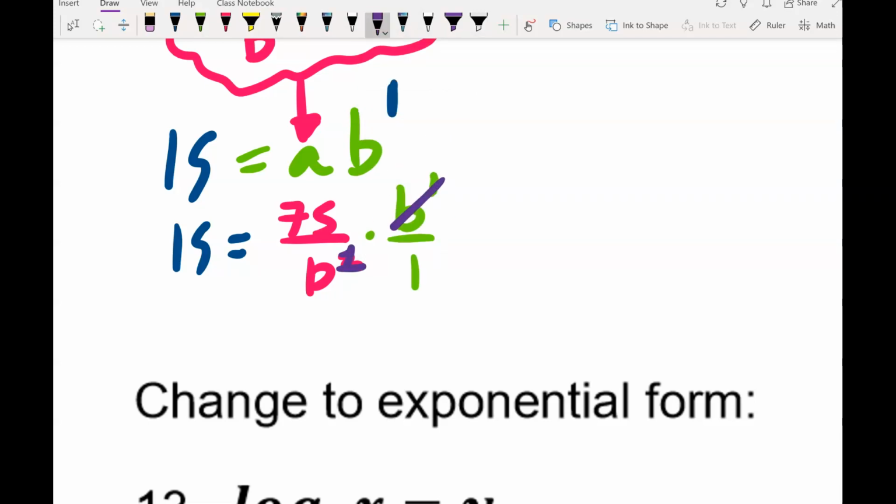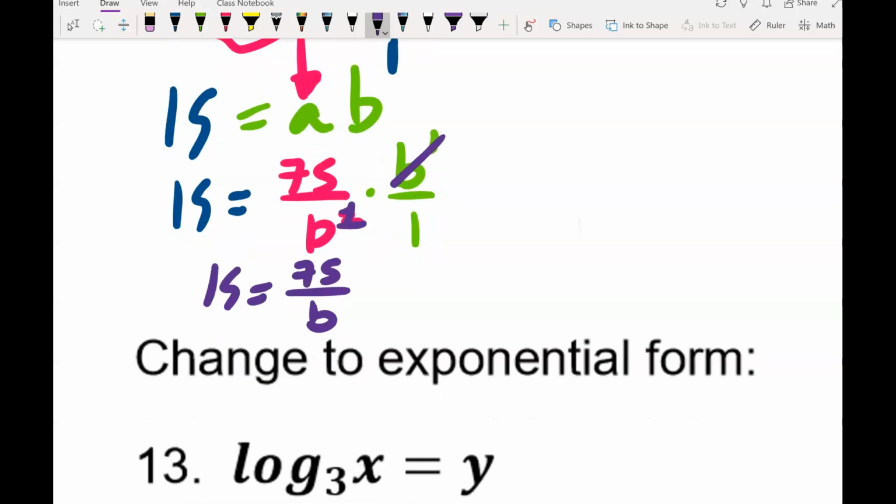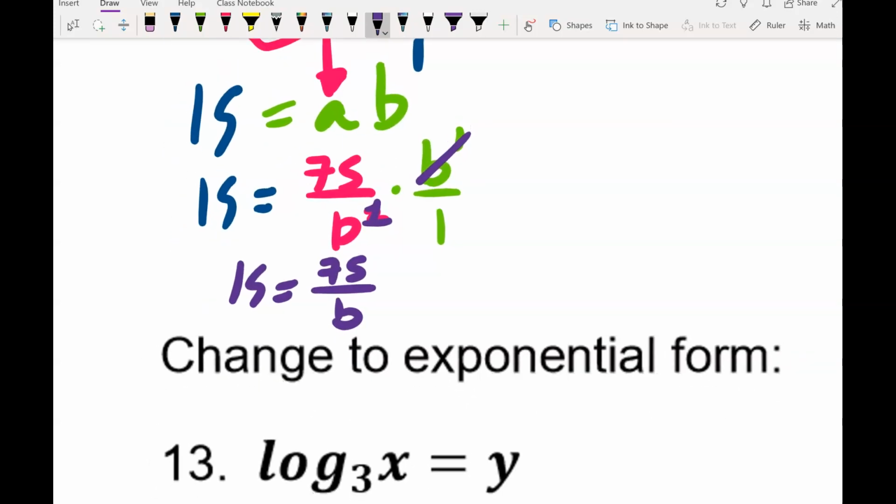This will be just b to the first. So I really have 15 is equal to 75 over b. And now I can go ahead and solve for b. You have two options here. You can put this number over 1 and use the cross product property, or you can multiply b out and then divide by 15.